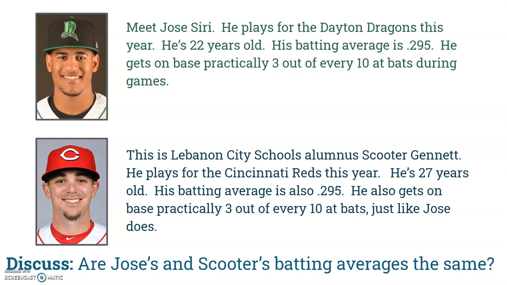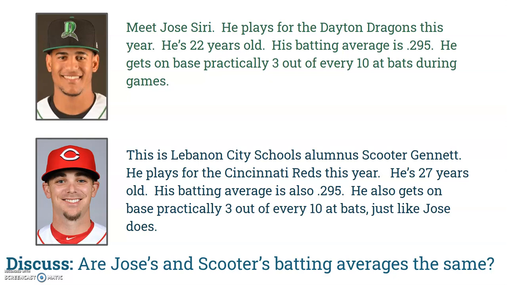And down at the bottom, we have Scooter Gennett, who plays for Lebanon City Schools. I'm sorry, he is an alumnus of Lebanon City Schools. If you look at his hat, he plays for the Cincinnati Reds. He's 27 years old, and his batting average is also .295. He also gets on base practically 3 out of every 10 times at bat, just like Jose does. So both these guys have a .295.